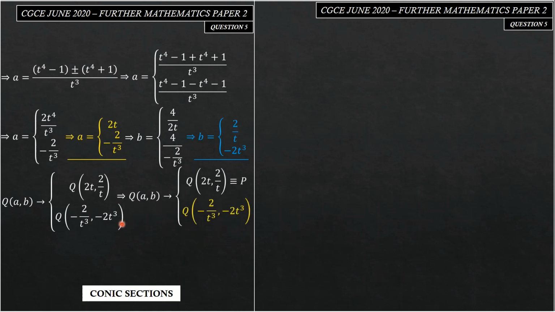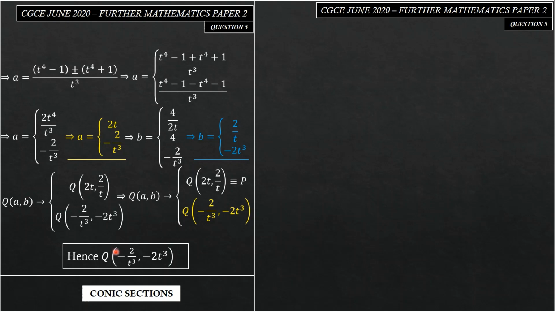But what do we see? We see that the first coordinate of Q here corresponds to P, so we cannot take it because it was already given. So it means we are going to take the second coordinate of Q. So our coordinate of Q, which we are asked to find, is simply having the x coordinate as negative 2 on t cubed and the y coordinate as negative 2t cubed. Alright, so we have succeeded in solving the first part of the question. So let's now go to the second part.